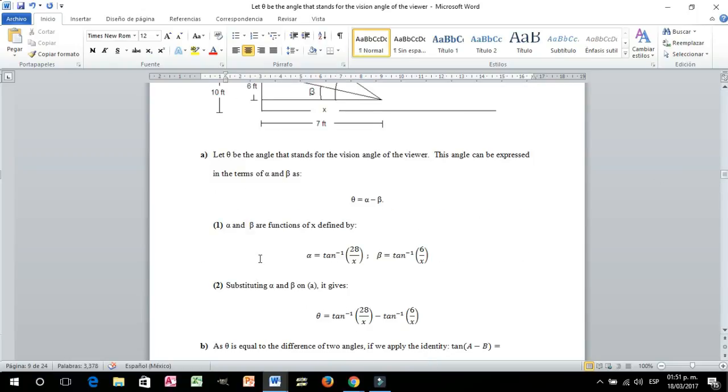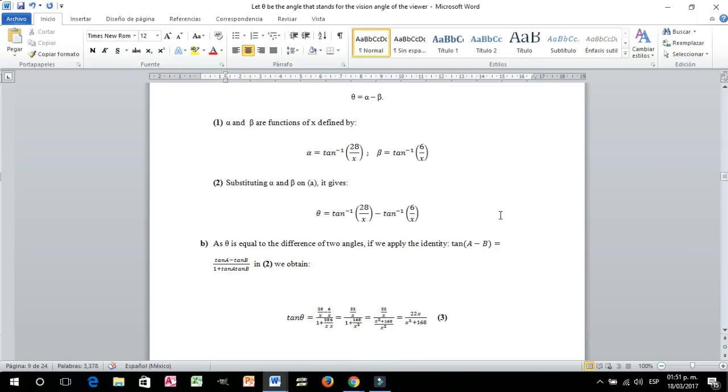And alpha and beta are functions of x defined by the inverse function of tangent: alpha is equal to arctangent of 28 over x, and beta is equal to arctangent of 6 over x. So, substituting those two formulas, we obtain the first demonstration, which is theta is equal to the inverse function of tangent of 28 over x minus the inverse function of tangent of 6 over x.